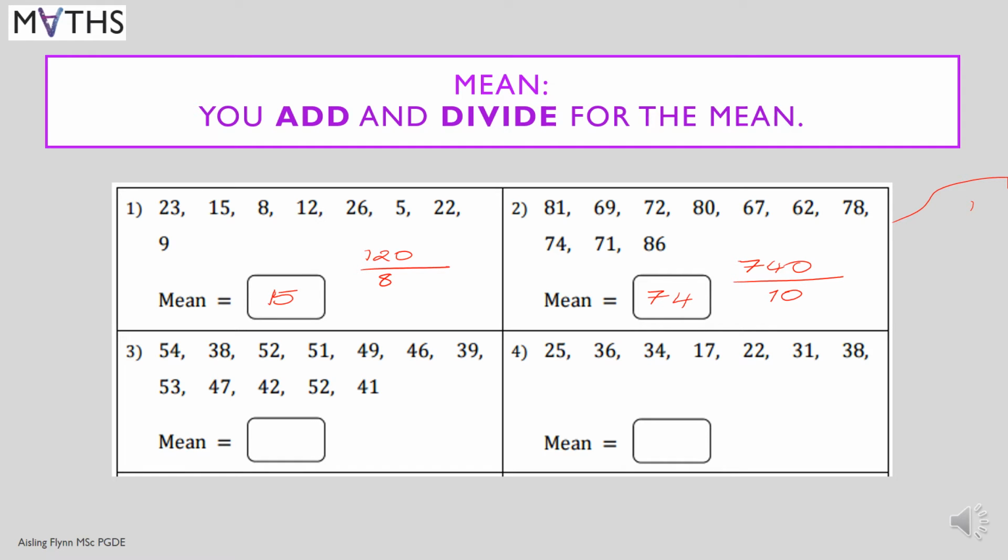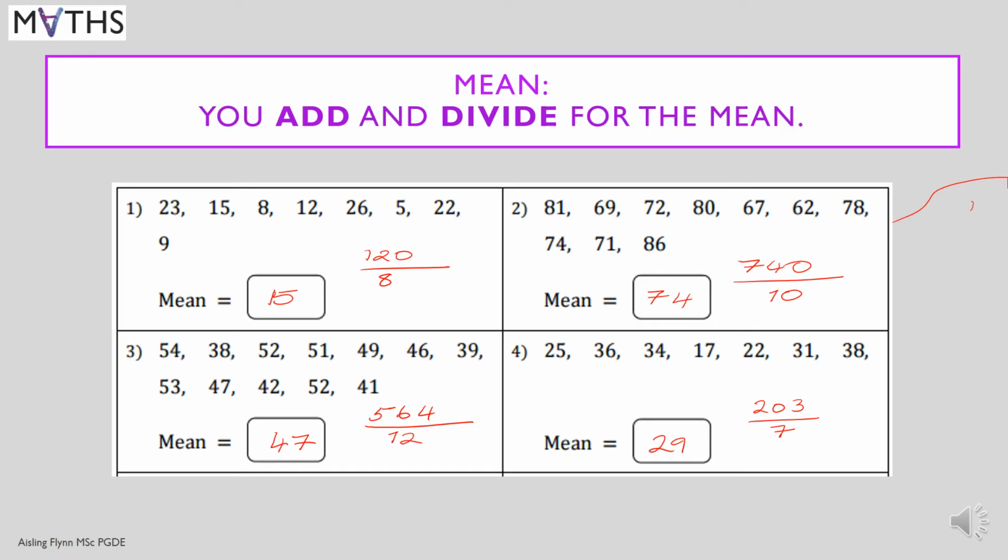For the third one, when you add all the numbers together, I got 564 and I have to divide by 12 numbers. Did you get that? And I got a mean of 47. And the last one, when you add all the numbers, you get 203 and you have to divide by 7. So I got 29.